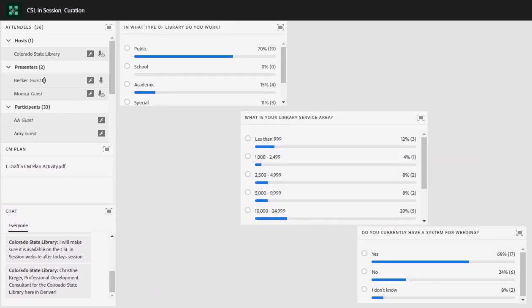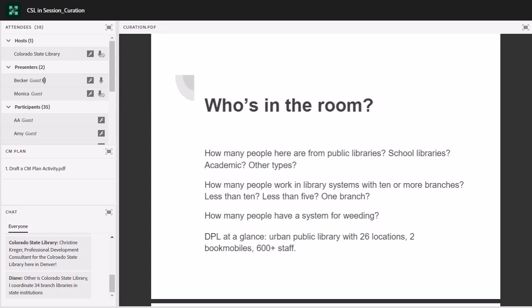So we took a look at the polls earlier, and we just wanted to get an idea of who is here. It looks like we have mostly public libraries with a few academic and special, and we're very curious about what that other is. If you want to chime in and let us know where you are, other. And a really wide range of sizes of libraries too. So obviously we're at the Denver Public Library. We have a very large service population, but hopefully what we're going to talk about can be scaled to whatever type of library that you might have. And it looks like most of you have some sort of system for weeding in place, and that's awesome. So hopefully you can share some of your best practices with us as we go through this. And we'll see what's next. So thank you for answering the polls.